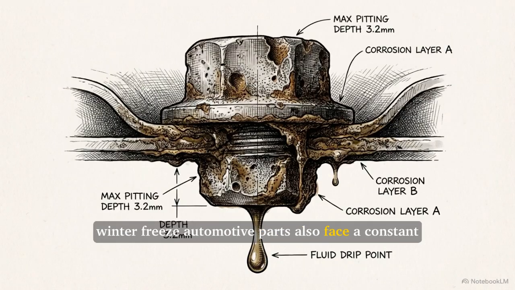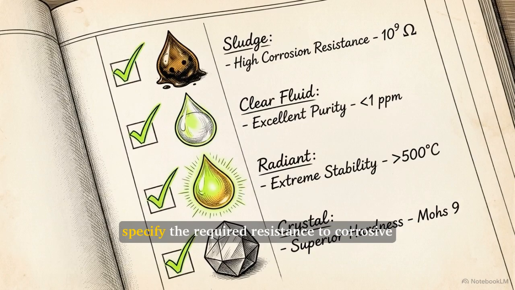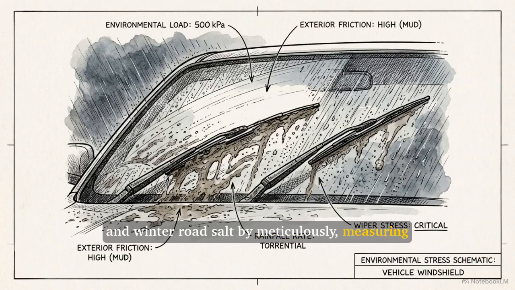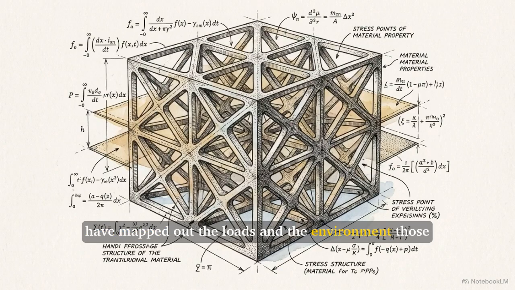Automotive parts also face a constant barrage of harsh chemicals. Your rulebook must specify the required resistance to corrosive substances like motor oil, gasoline, antifreeze, and winter road salt. By meticulously measuring these invisible physical forces and chemical attacks, you guarantee the component actually survives in the vehicle's harsh ecosystem. Once you have mapped out the loads and the environment, those numbers directly dictate element 3, material requirements.